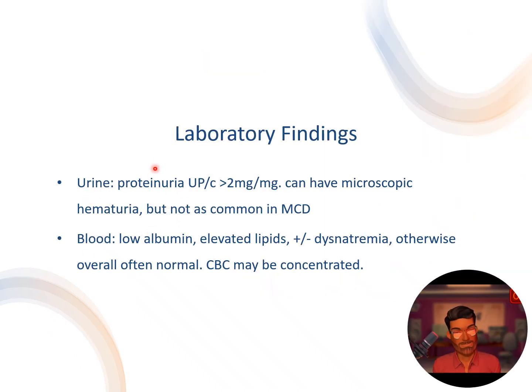Lab findings, we mentioned them at the outset. Urine proteinuria with urine protein creatinine ratio greater than 2 milligram per milligram. Can have microscopic hematuria, but not as common in minimal change disease, more so a feature of FSGS at times. In the serum, you have low albumin, which we talked about earlier, as well as elevated lipids. Can have dysnatremia depending on the fluid status. Otherwise, the rest of the labs are oftentimes normal, and the CBC may be concentrated due to intravascular depletion.